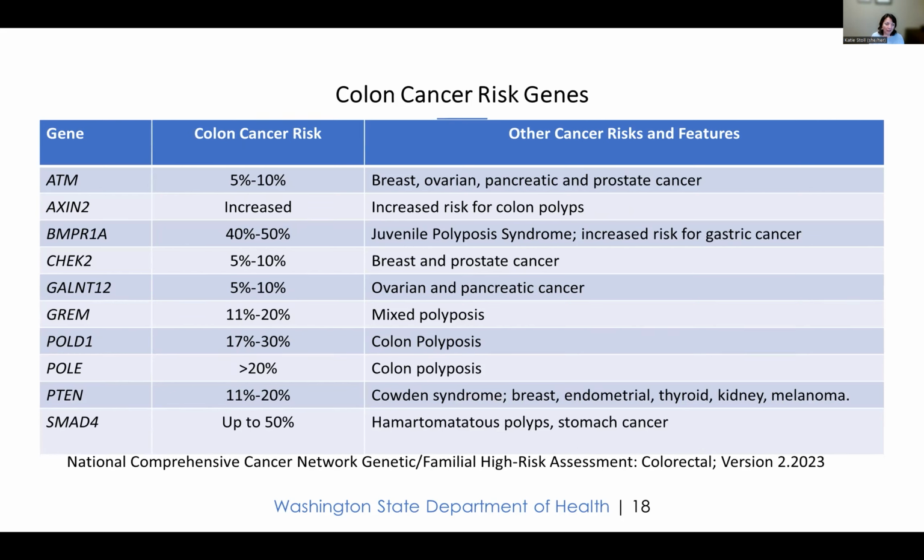Additionally, there have been many genes that have been discovered that play a role in both hereditary colon cancer and colon polyposis syndromes, to name a few here. So it's now beyond the APC gene and the MUTYH gene that Tara just reviewed, and the Lynch syndrome mismatch repair genes, but now oftentimes we're looking at multiple genes that play a role in different hereditary colorectal cancer or polyposis syndromes.